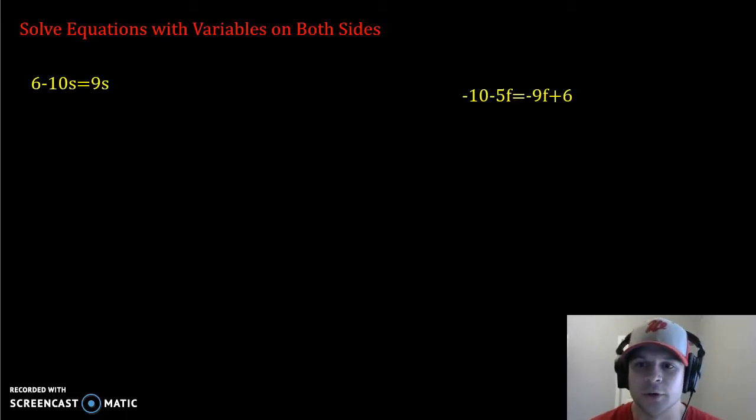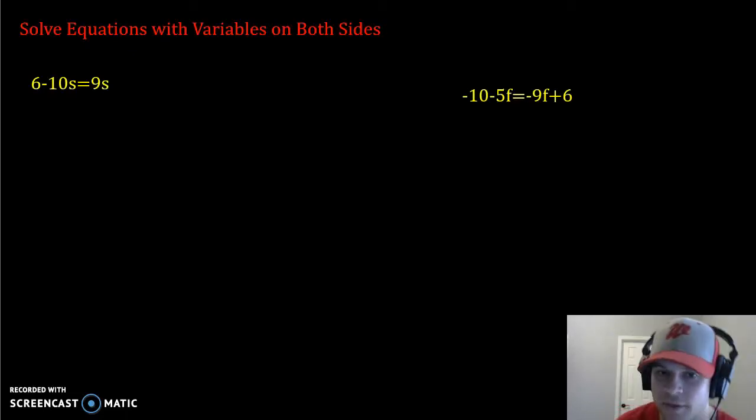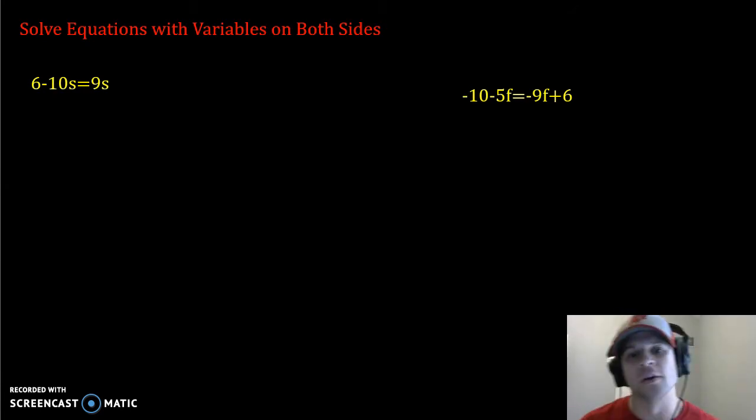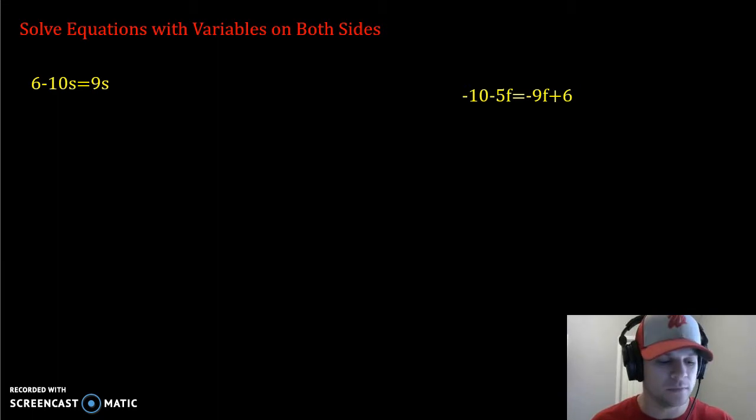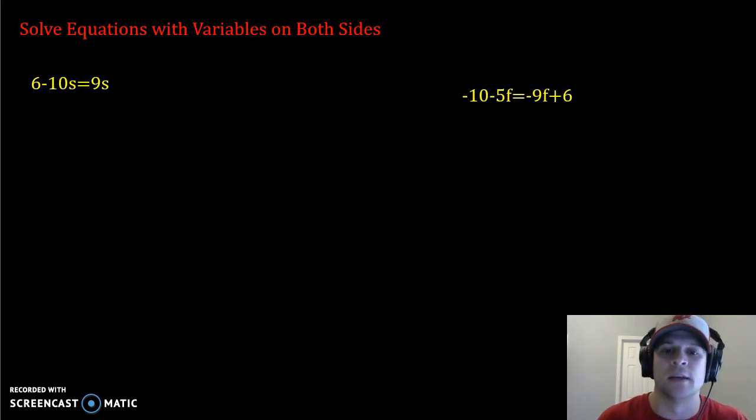All right, now the linear equations we're going to be dealing with are going to start with a variable on both sides of our equation. So the first thing we have to do in this example is we have 6 minus 10s equal to 9s. We have to make sure that our variables are on the same side, so move one to the other. We can either take this negative 10s and move it over to the 9s, or take the 9s and move it over to the negative 10s. Whichever one you're most comfortable with.